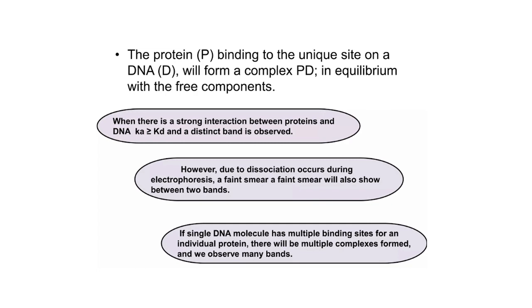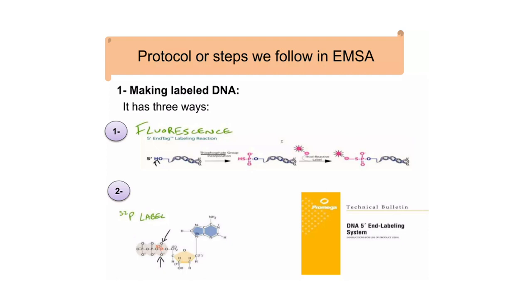Now, if a single DNA molecule has multiple binding sites for, say, an individual protein, there will be multiple complexes that form, and we might observe multiple bands over here.